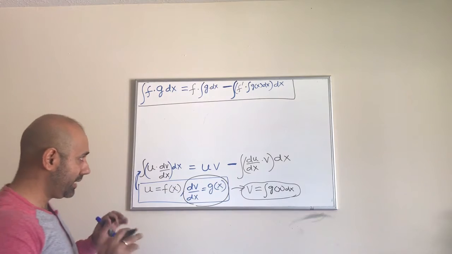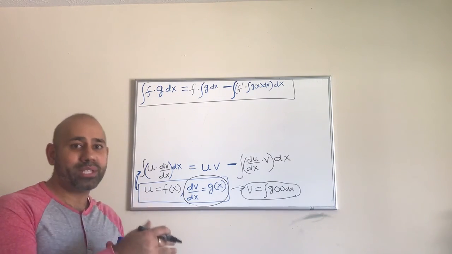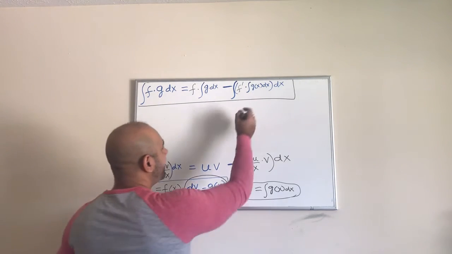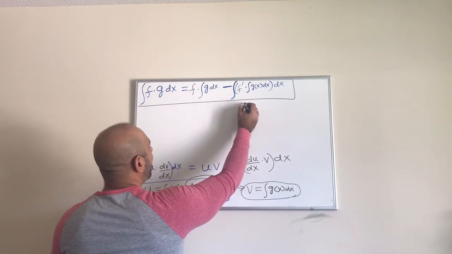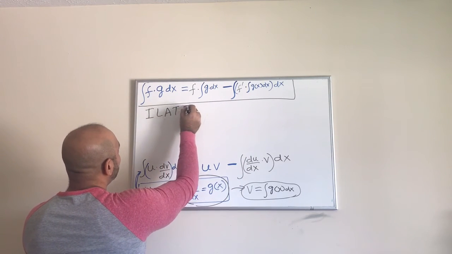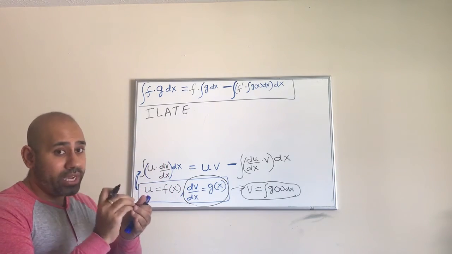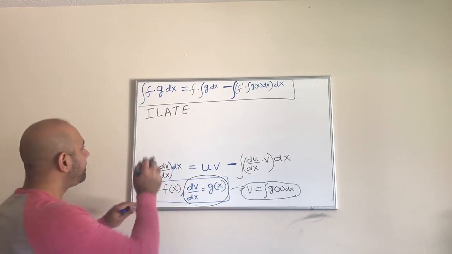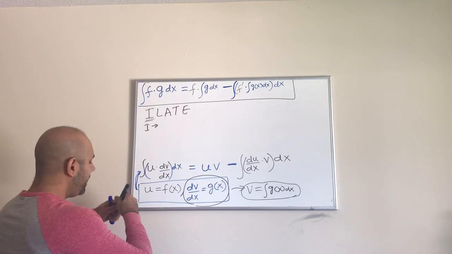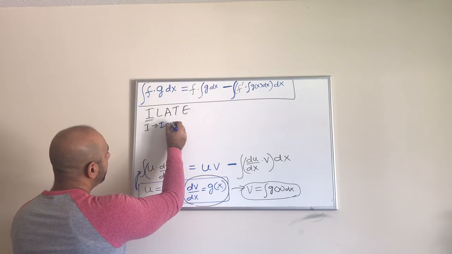So what the technique is, guys, when we are evaluating this, we have to give preference to certain functions before the other functions. It is not too complicated. What I like to call it, as the short form, is I-L-A-T-E, ILATE. So what does that mean? My first choice for f should start with I, and I here stands for the inverse function.